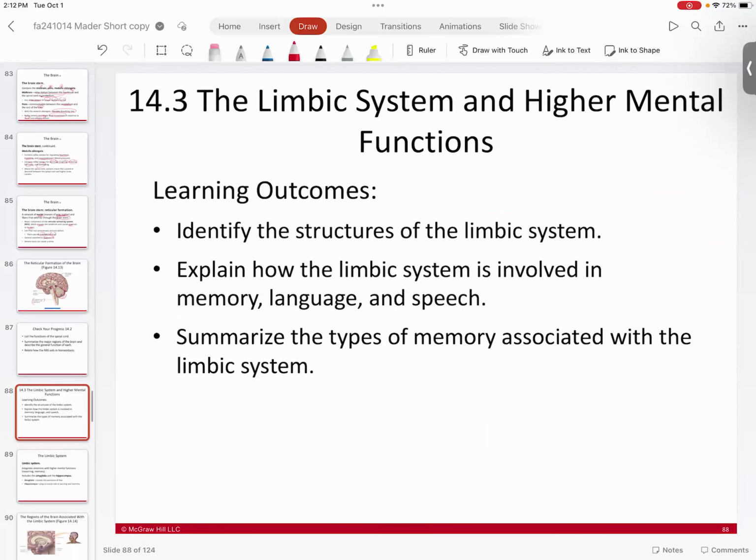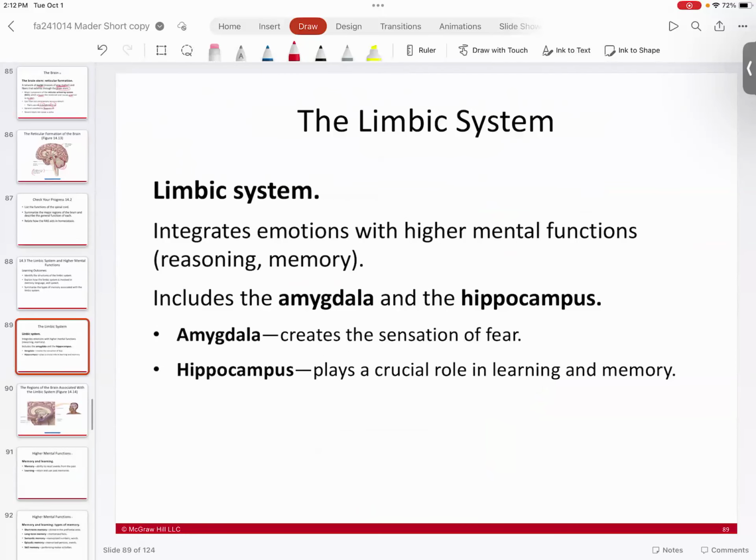Okay, let's go ahead and take a look then at the limbic system. The limbic system is essentially the seat of our emotions. It's something that humans have a very sophisticated development of, other animals not so much. But this also gives us our higher mental functions as well, so reasoning and memory.